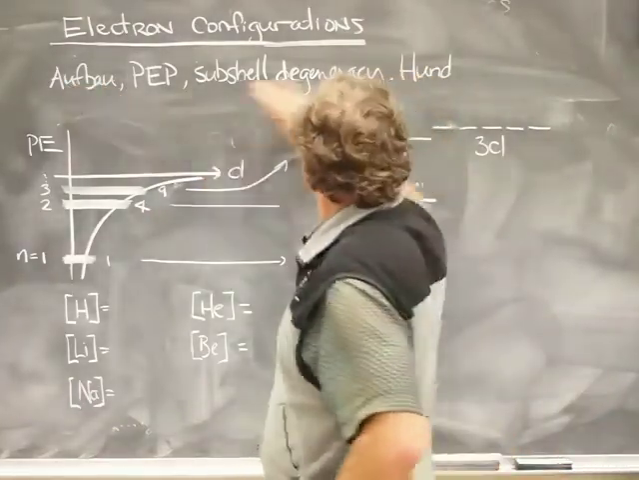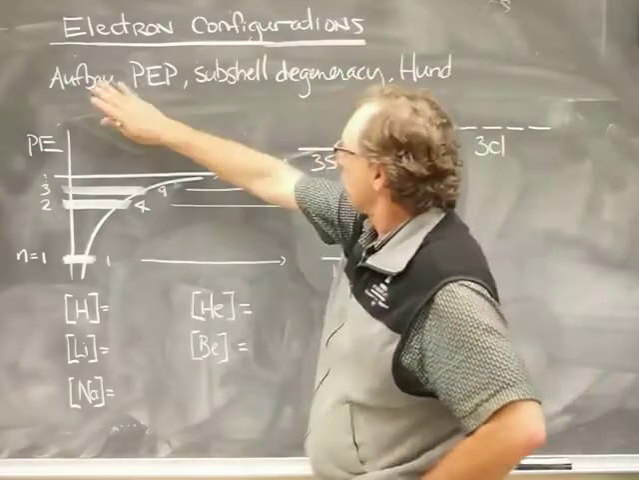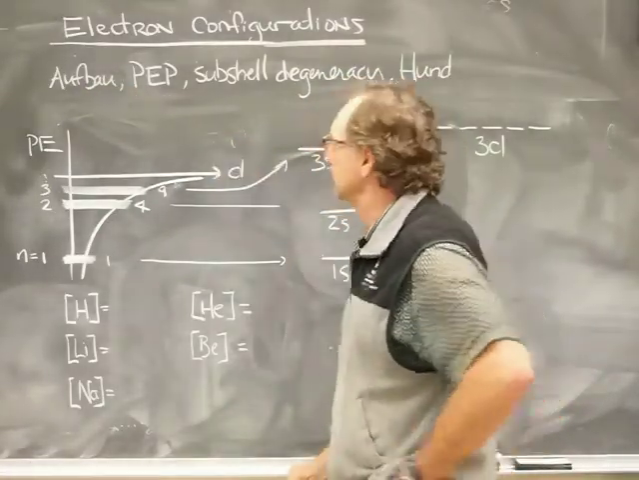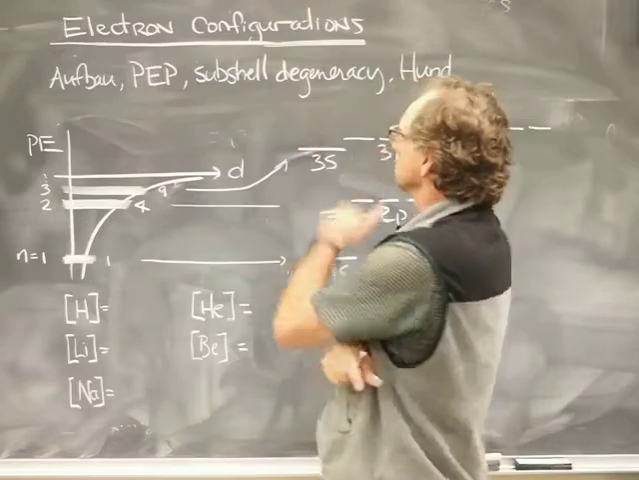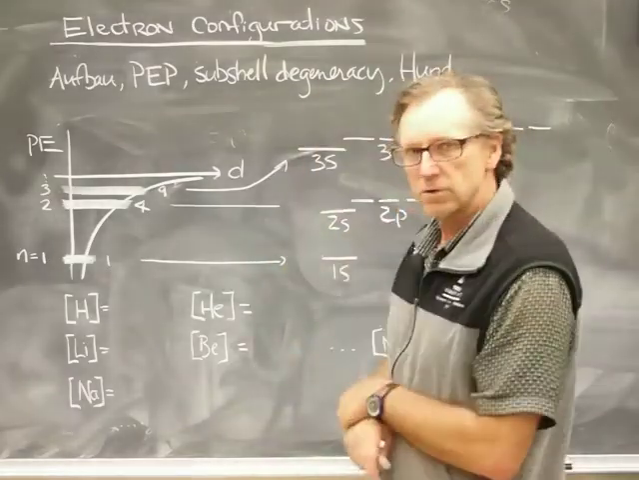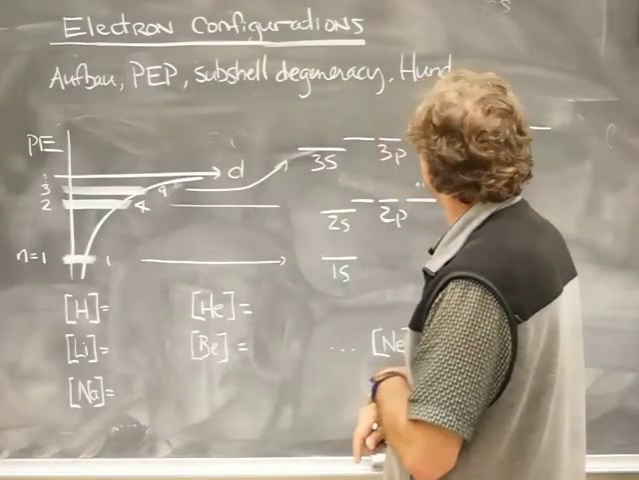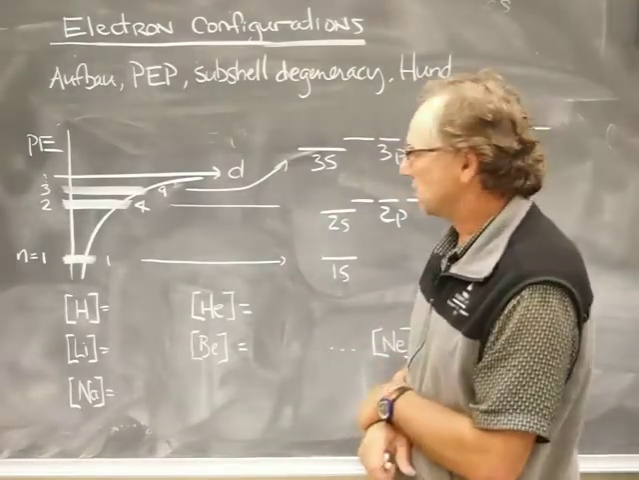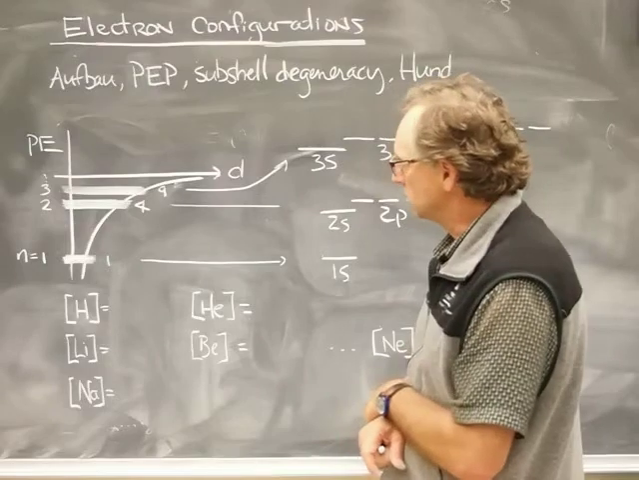There's a number of words that are going to be important in this. Aufbau, PEP, which stands for the Pauli exclusion principle. Subshell degeneracy. The word degeneracy refers to a set of things that have the same energy. And Hund, that's talking about Hund's rule. So I'll get to all those.